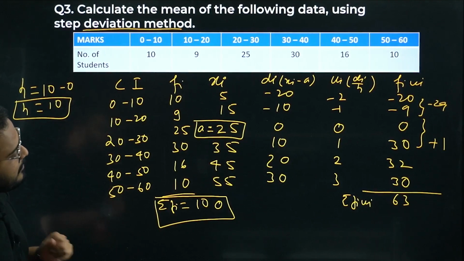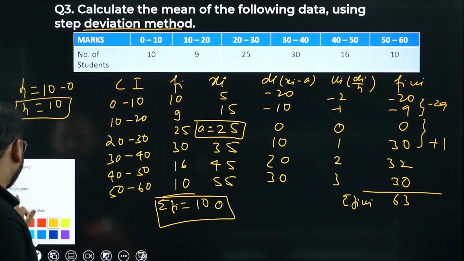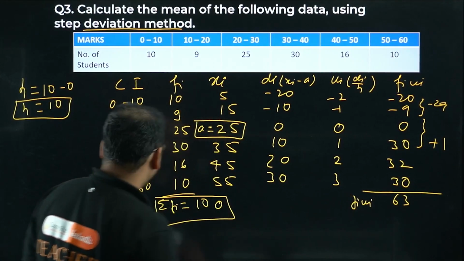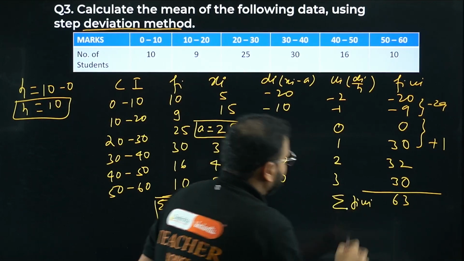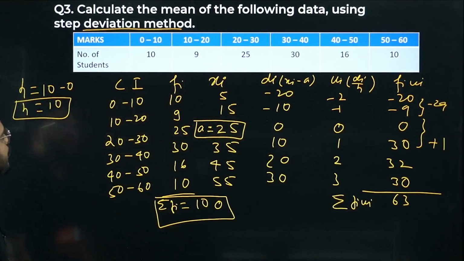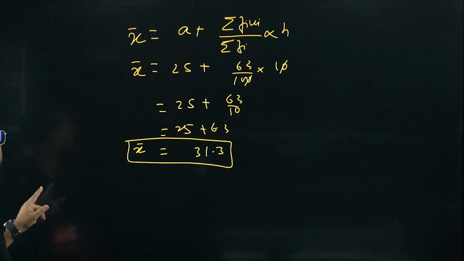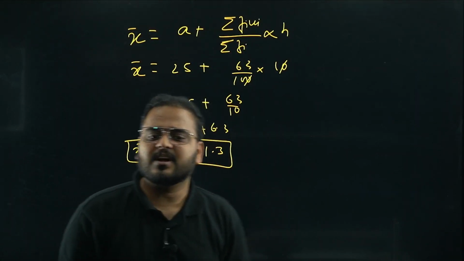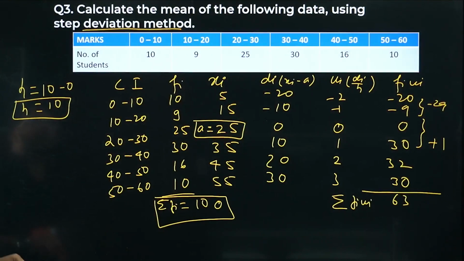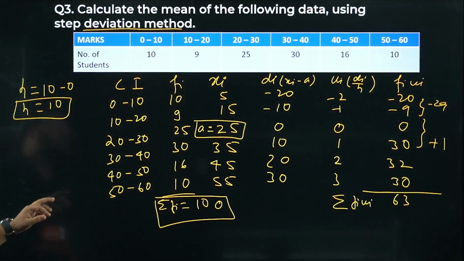With the help of the step deviation method. This doesn't look like a summation symbol, I'll write it again. Sigma FiUi. Please have a look. Your answer is coming as 31.3, right? If you're getting a different answer, let me know in the comment section. But I hope this is right. I know it is right, but just cross check it once from your side also.